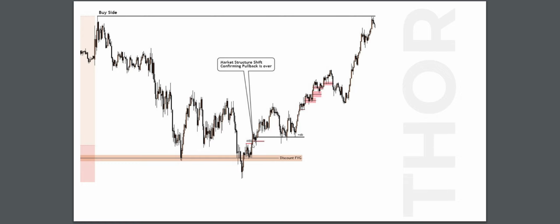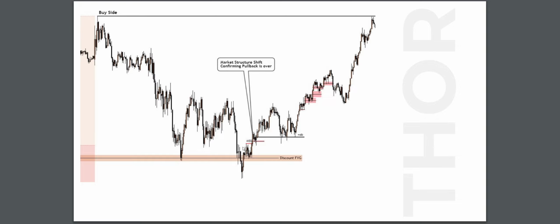Structure shift with energy creates a fair value gap. That is the first execution level. Going higher, comes back down, tests the order block, rallies, and all these fair value gaps are confirming the order block and rallies to the drawn liquidity.